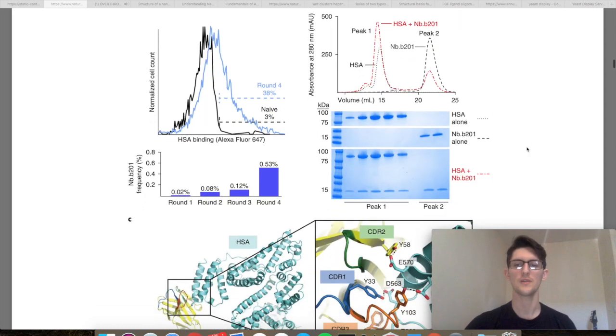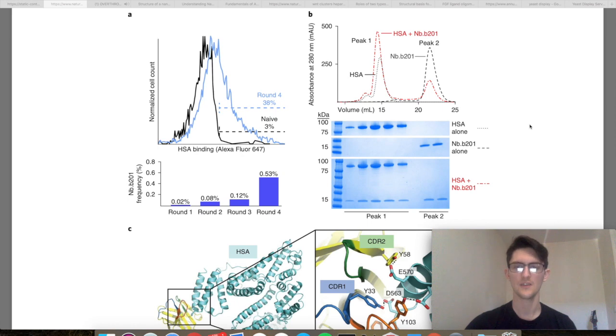They scaled up and purified said nanobody, and here's a quick size exclusion trace in figure 2b to show, in red, they've mixed HSA with nanobody B201. In the dotted trace is just HSA, and in the dashed trace is just the nanobody. And so they show quite nicely from gel analysis of these peaks that peak 1 of this trace in red contains both HSA and nanobody B201. So they have formed a complex and verified that it binds.